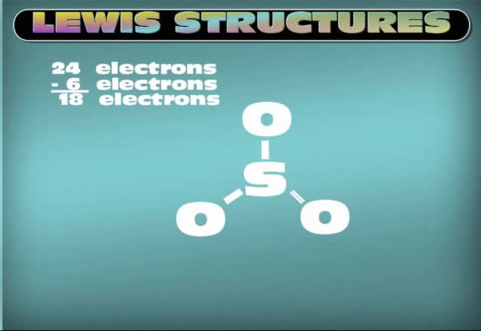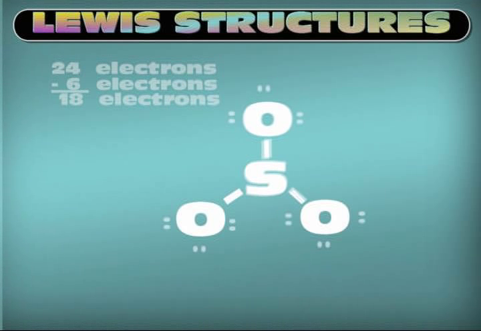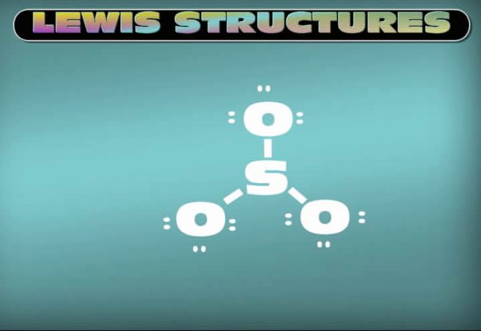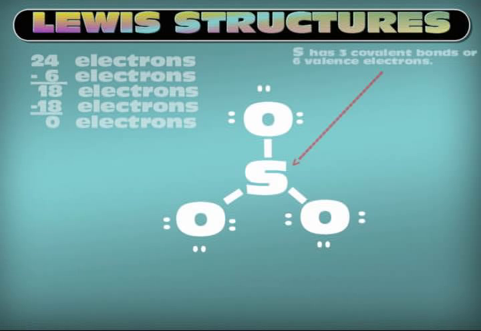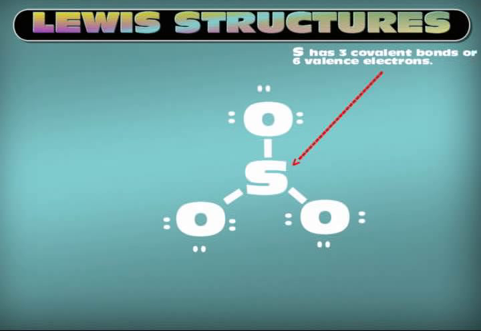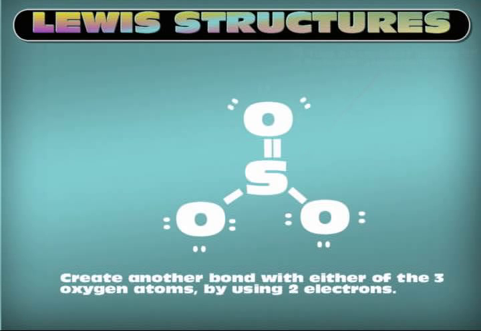This will leave 18 electrons remaining, which are used to satisfy the perimeter oxygens, which will now consume the entire 18, leaving 0. Clearly, the sulfur is not yet satisfied. So to satisfy the sulfur, simply create a double bond between one of the oxygens and the central sulfur atom.